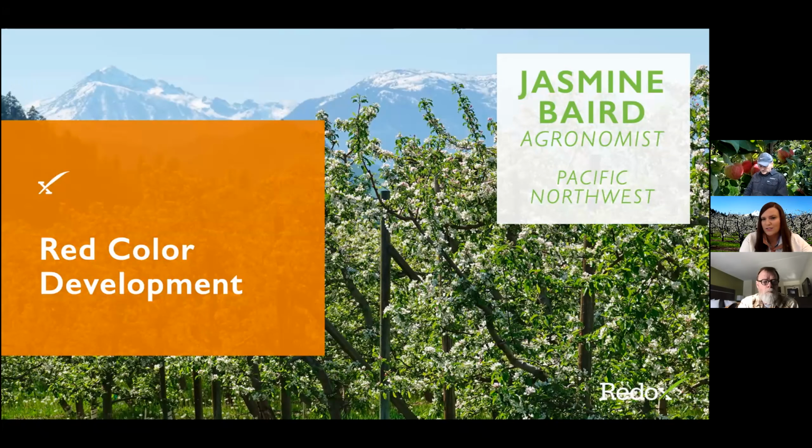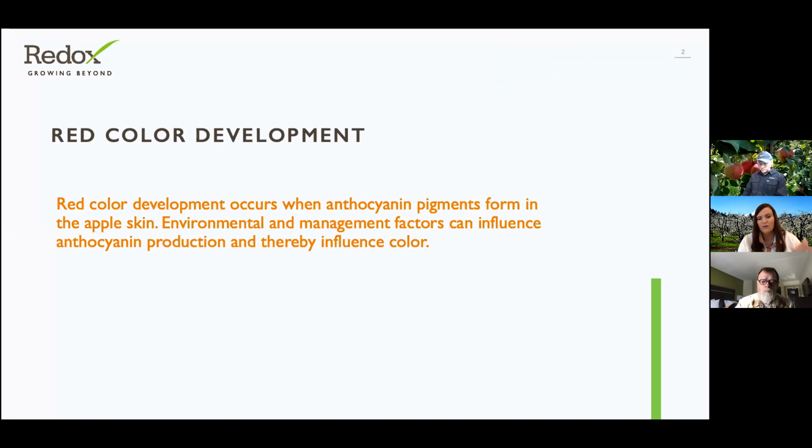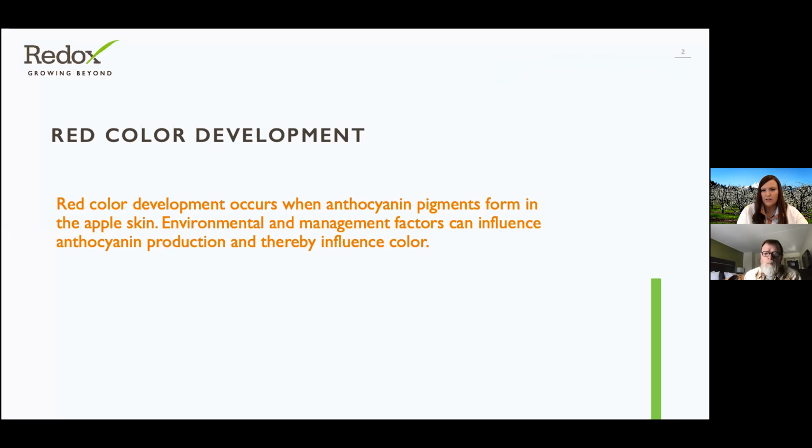I cover Washington, Oregon, and a little bit of Idaho, working primarily with tree fruit, but also hops, wine grapes, and berries. So I'm going to talk to you guys briefly about red color development and how we can help you there. So what is red color development? Well, it's essentially when those anthocyanin pigments start to form in the apple skin. So both environmental and management factors can help or deter that production and influence your color.